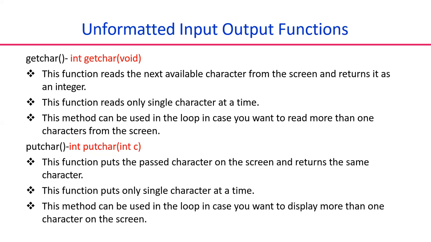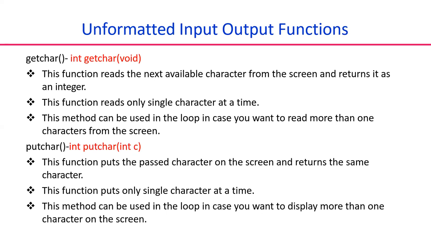The next concept that we are going to see is unformatted input-output functions. There are a few input-output functions which we are going to use, for example, the getchar function and the putchar function. The getchar function reads the next available character and returns it as an integer. At one particular time, it can read only a single character. If you want to read more than one character, we can put it in a loop and read it. So that is for getting a single character from the user.